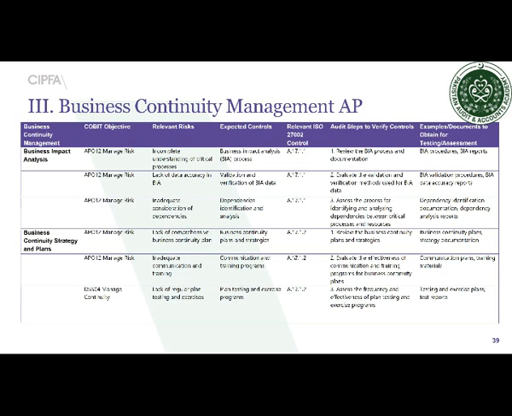Any questions? Any similarities? Any other examples?